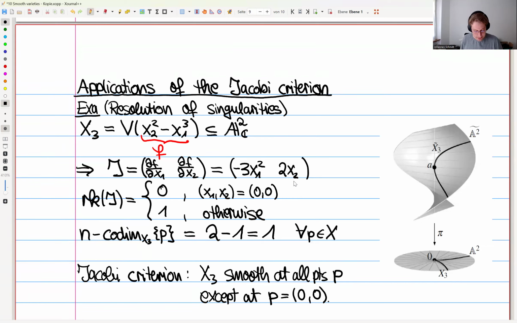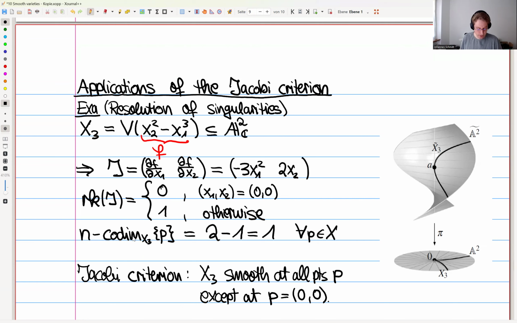And we can easily calculate the rank of this. If you plug in the point 0, 0, then both components vanish, and so the rank is 0. At all other points, since we're in characteristic 0, you always get a non-zero vector, and so you get rank 1.